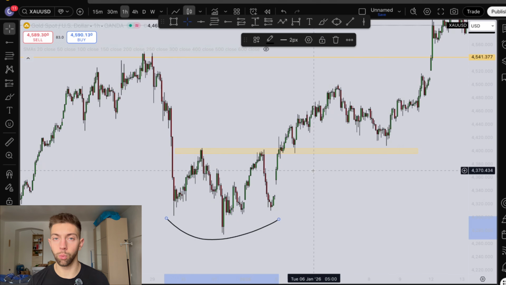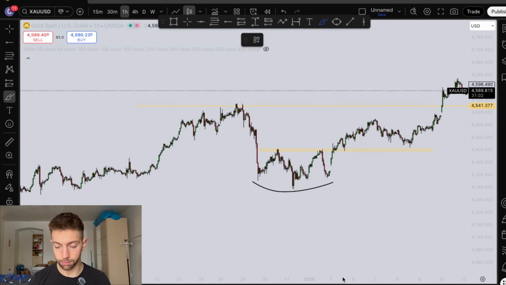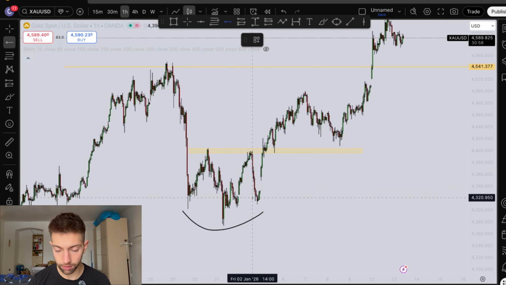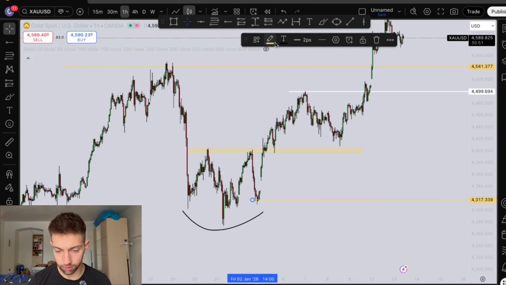So right now I want to wait for a retest and I want to wait for a pullback because I know this is my swing high, this is my swing low. But right now let's talk about internal structure. So this is my internal low and this is my internal high. Let's mark it out as white and let's mark it out as white as well.